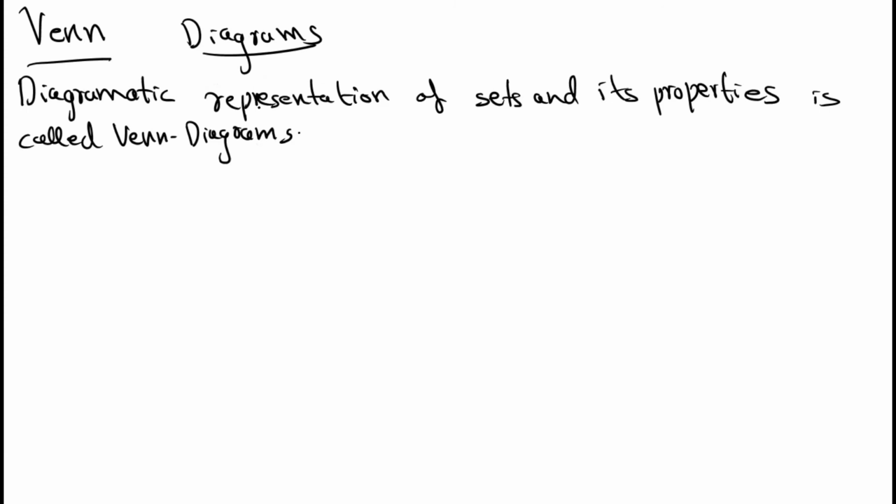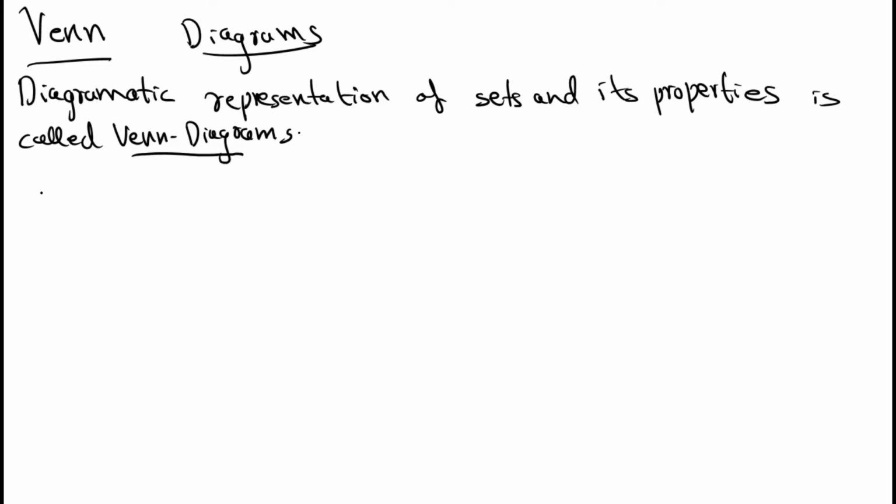Venn diagrams: this method was introduced by a mathematician, Venn, so we call it Venn diagrams. See, a Venn diagram is nothing but a diagrammatic representation of sets and their properties. We studied union, intersection, subset, everything, right? Difference like that. We can represent that using diagrams. That diagram is called a Venn diagram.